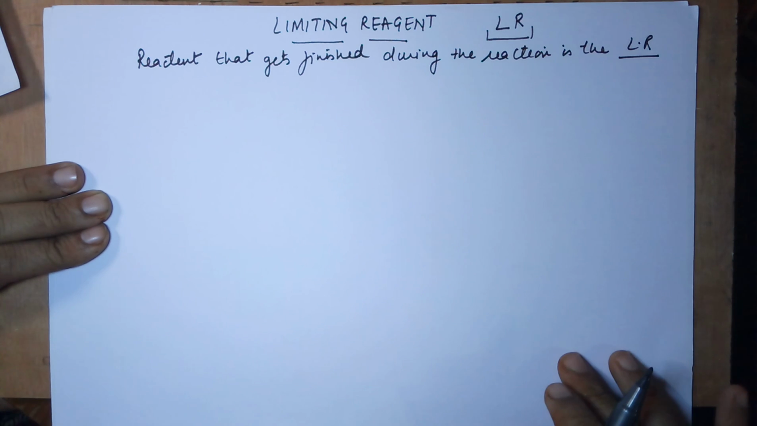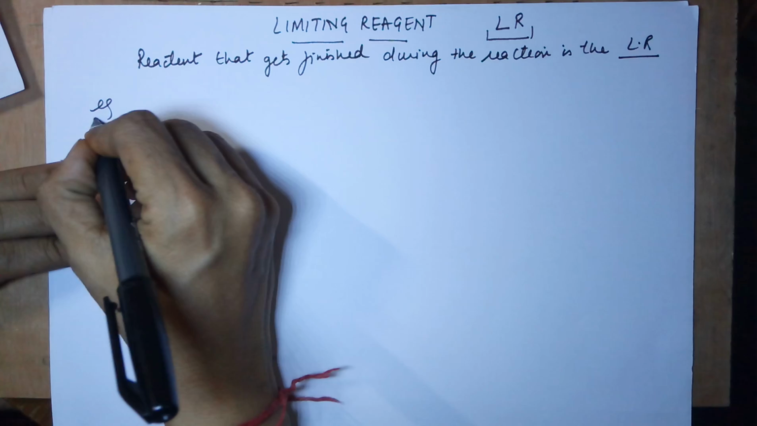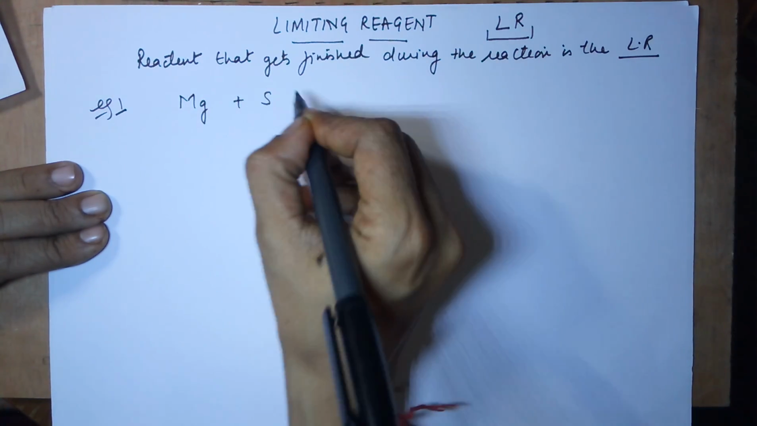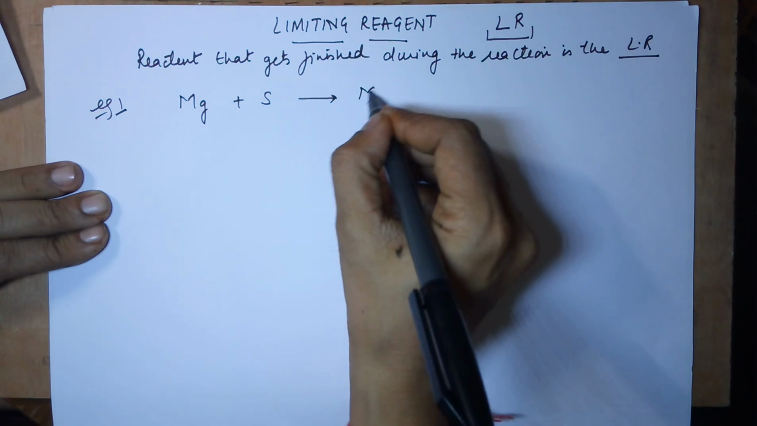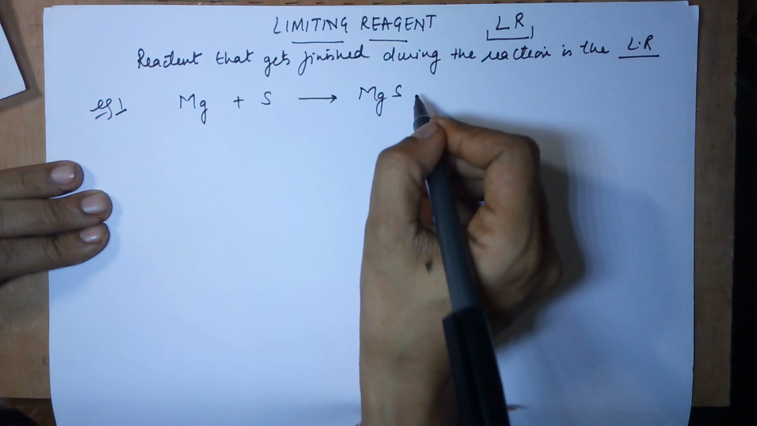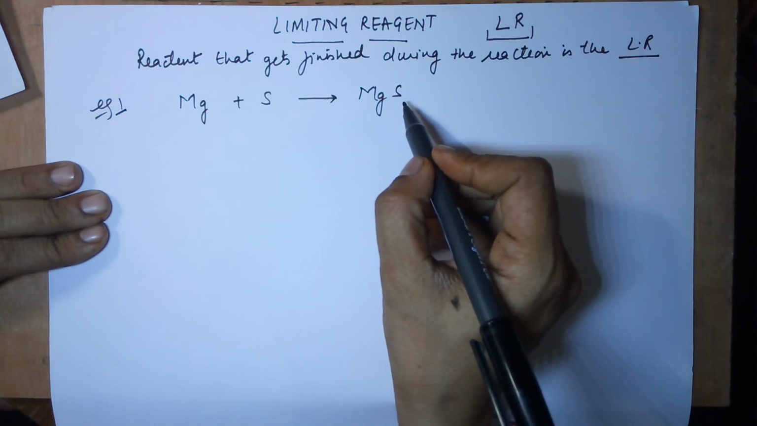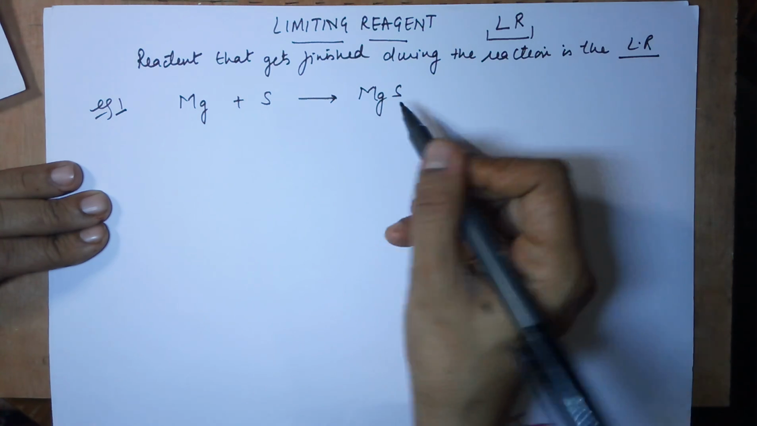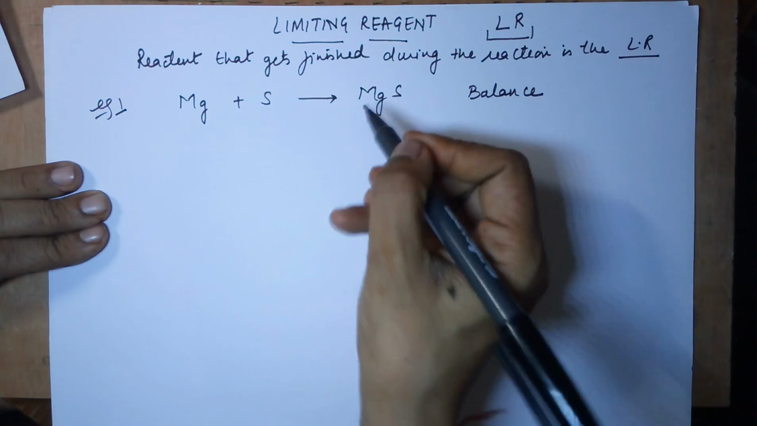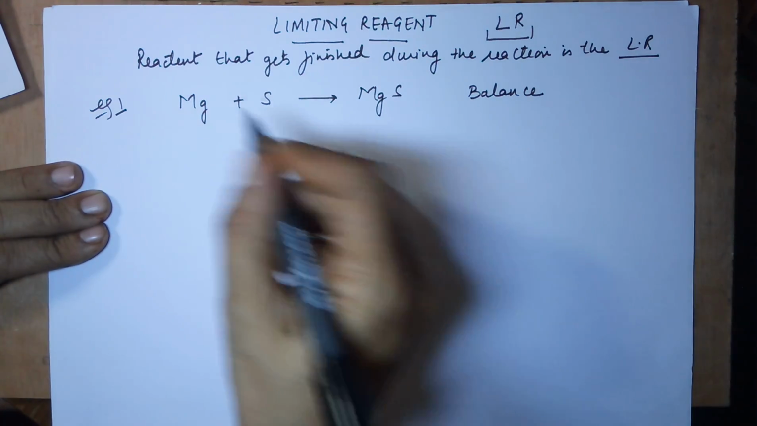Now, to understand it a little better, let me take an example. For a reaction where magnesium reacts with sulfur to form magnesium sulfide. Before I give any information for the reaction, the first step for all numericals where you've got a chemical reaction involved, you need to balance the reactions. Luckily for us, this particular reaction does not need any balancing.